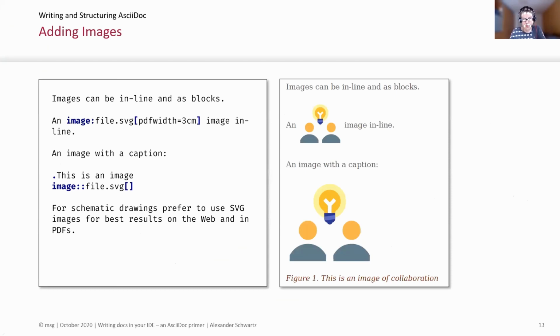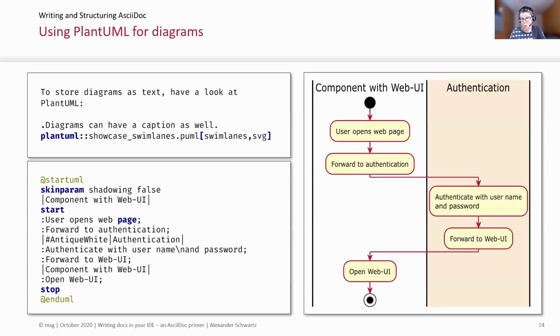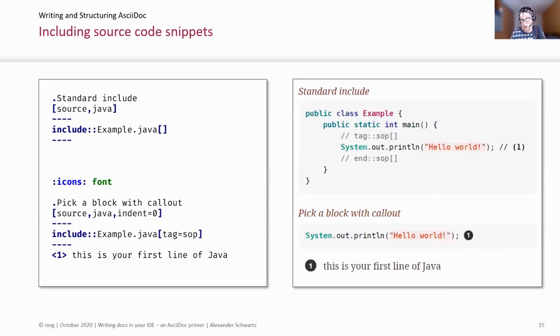So this was images. You can also do diagrams as text. This is PlantUML, but I skipped this now for time reasons. And this is again the example with includes from a source code snippet.